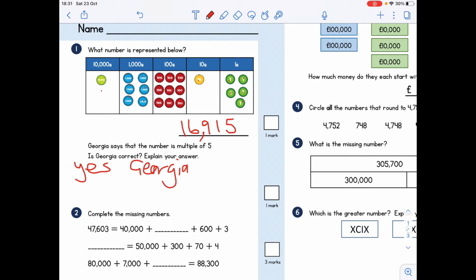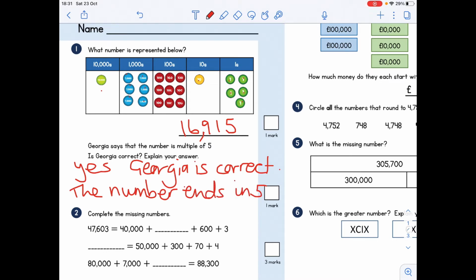I apologise for my handwriting. And the reason she is correct is because any number that is a multiple of 5 always ends in 0 or 5. So it is enough for you to put the number ends in 5. And that means it will be a multiple of 5. It must be in the 5 times table.